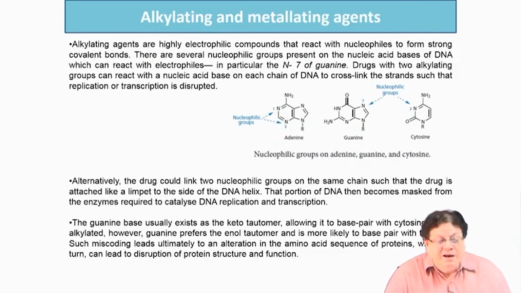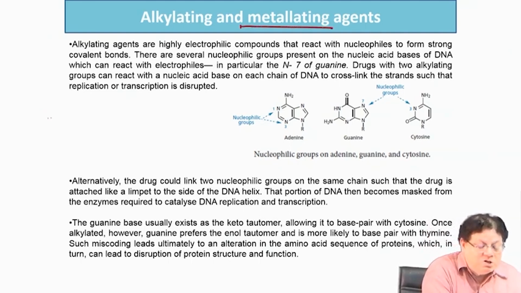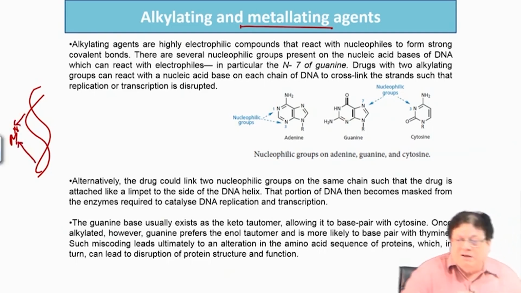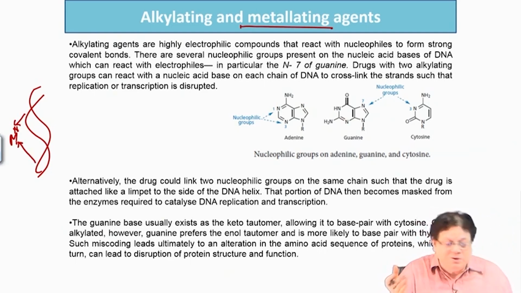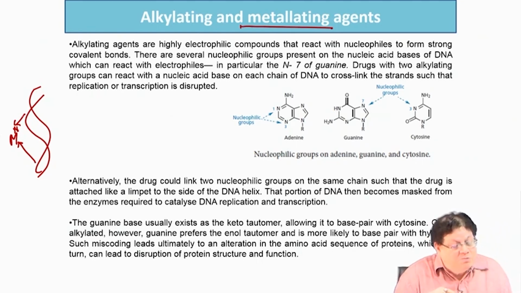Now, let us come to the alkylating agents. It also says metallating agents, because sometimes what happens, you can have a metal ion, and that is stabilized, because these nucleophiles can be good ligating agents also to metals. Okay. So, this is also possible. A metal ion is bridged between the two bases of different strands, and that also forms what is called double metallation. Okay. Double metallation is nothing but double alkylation.